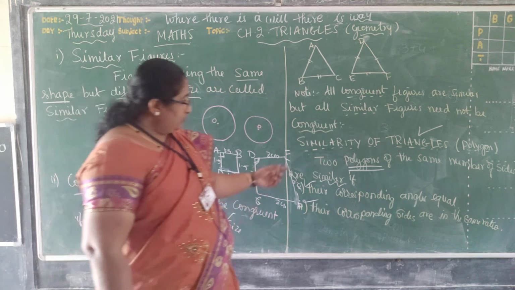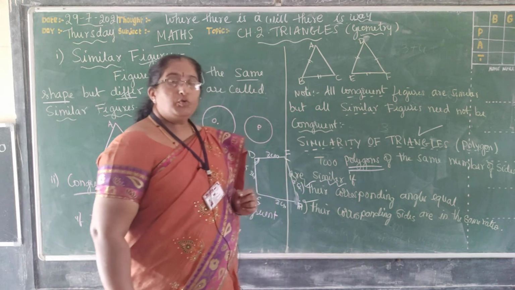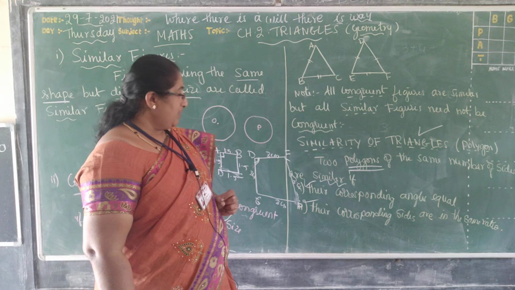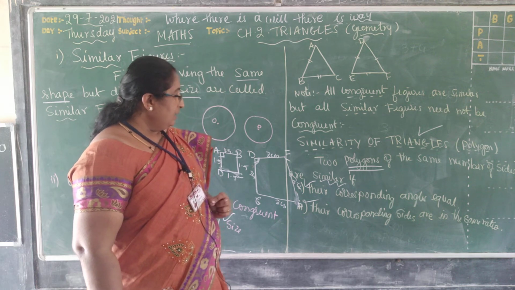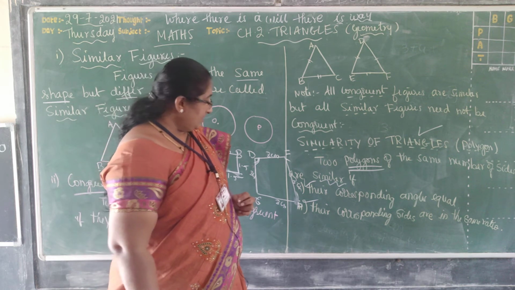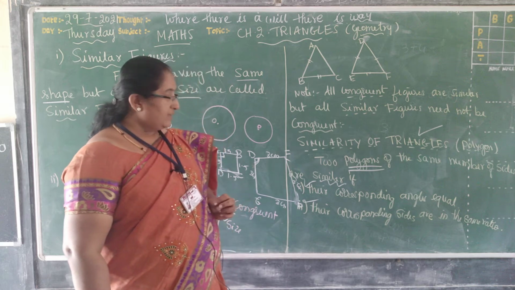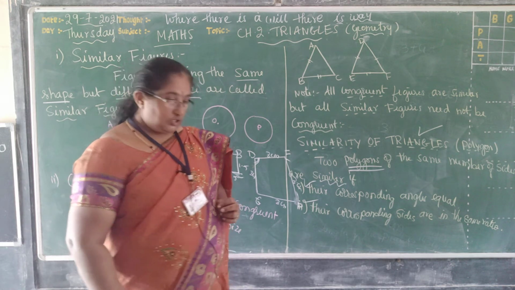So this definition is very important. Two polygons of the same number of sides are similar if their corresponding angles are equal and their corresponding sides are in the same ratio.